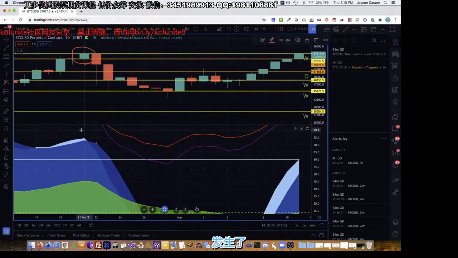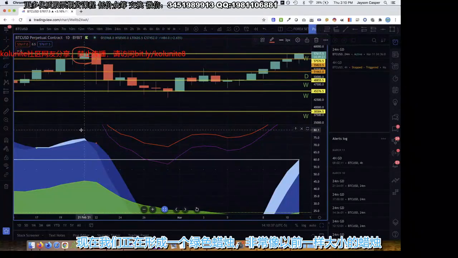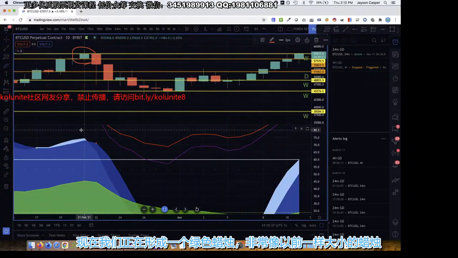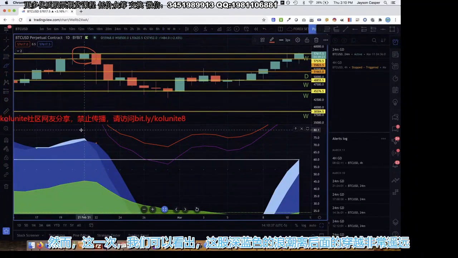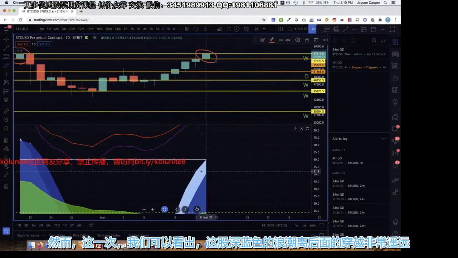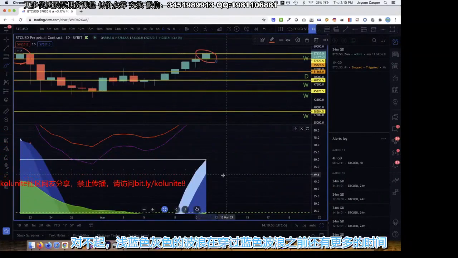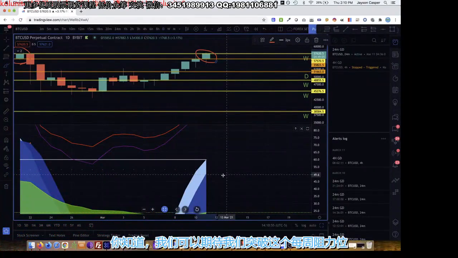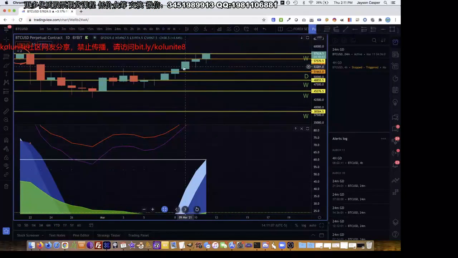and that's exactly what happened. Right now, we are forming a green candle, very much the same size candle as we did before. However, this time we can tell that this dark blue wave is very far away from crossing behind. I'm sorry, the light blue gray wave has much more time before it's going to cross behind this blue wave. So we can kind of expect us to break through this weekly resistance level.